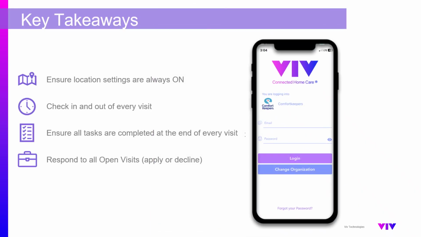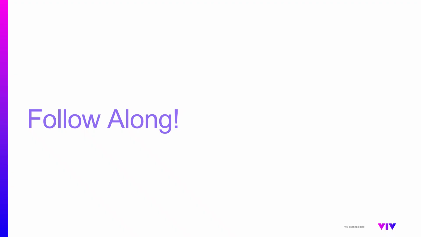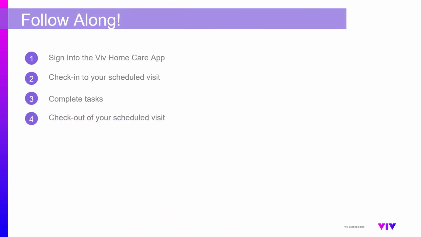Key takeaways. Ensure that your location settings are always on. Check in and out of every visit. Ensure that all tasks are completed at the end of every visit. And respond to all open visits. Apply or decline. Make sure to sign into the VIV Home Care app. Check into your scheduled visit, complete tasks, and check out of your scheduled visits.